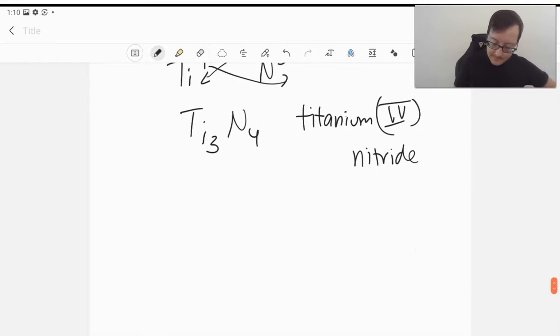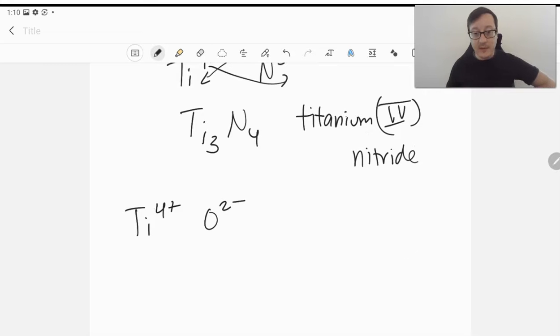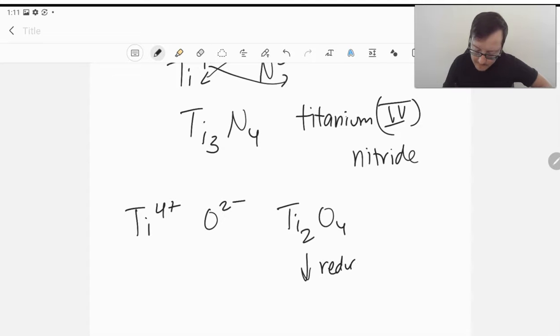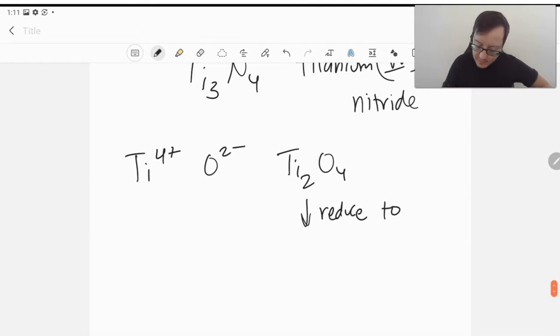One thing to note, if we have something like this, when we put them together, we technically get the following, Ti2O4. Because of the way ionic compounds are structured, as we will see in chapter 12 at the very end of the semester, it doesn't make sense for us to have multiples if we can cancel things out. And so we always want to reduce to what's called the empirical formula.